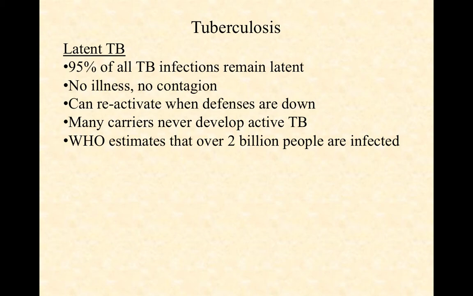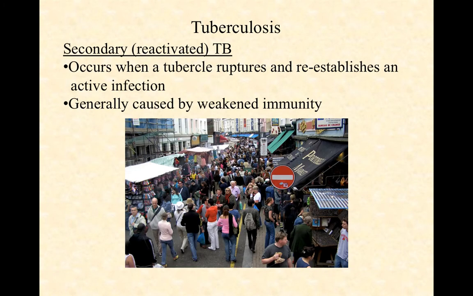So 95% of all TB infections remain latent at any given time, but they can reactivate when a tubercle ruptures, reestablishes an active infection. It's most often caused by weakened immunity. So when is your immune system weak? Well, it's weak when you're sick. It's weak if you're on immunosuppressive drugs to allow something like cancer chemotherapy to work. It's weakened if you are HIV positive and you have active AIDS.